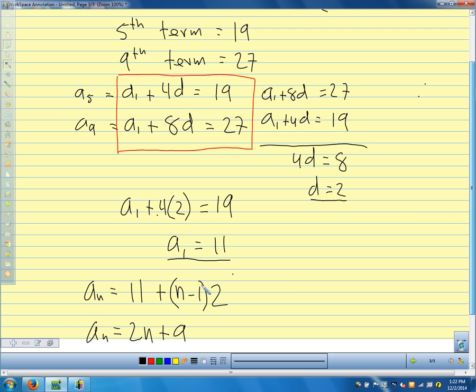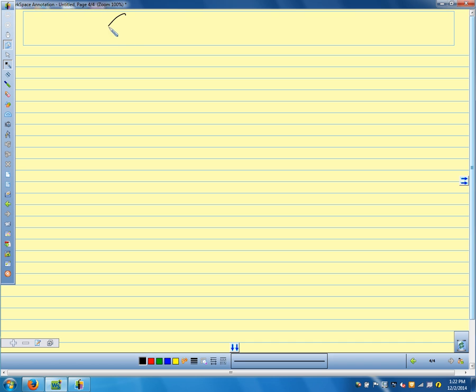All right, questions on that example? All right, the other nice thing about arithmetic sequences is, because the pattern is nice and simple, we can find a sum. We can add the terms, and we can find a formula for the sum. We'll call this the sum formula.